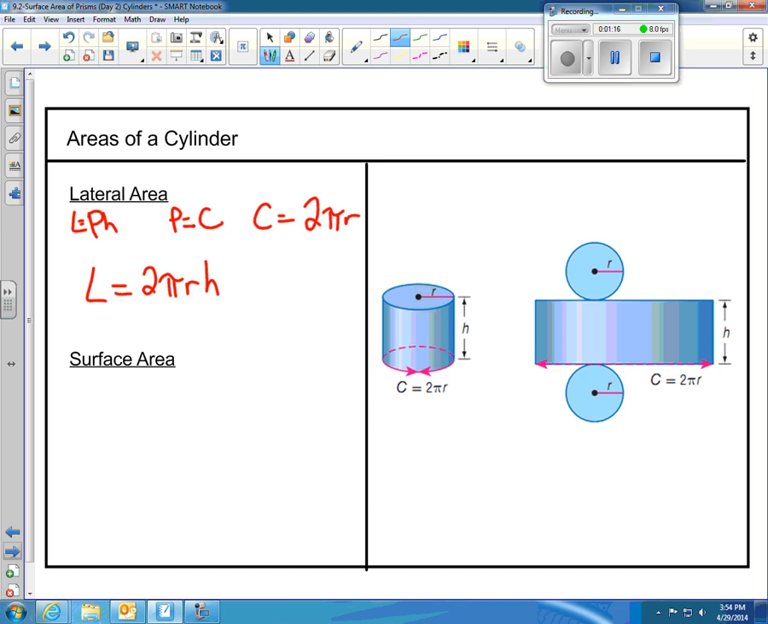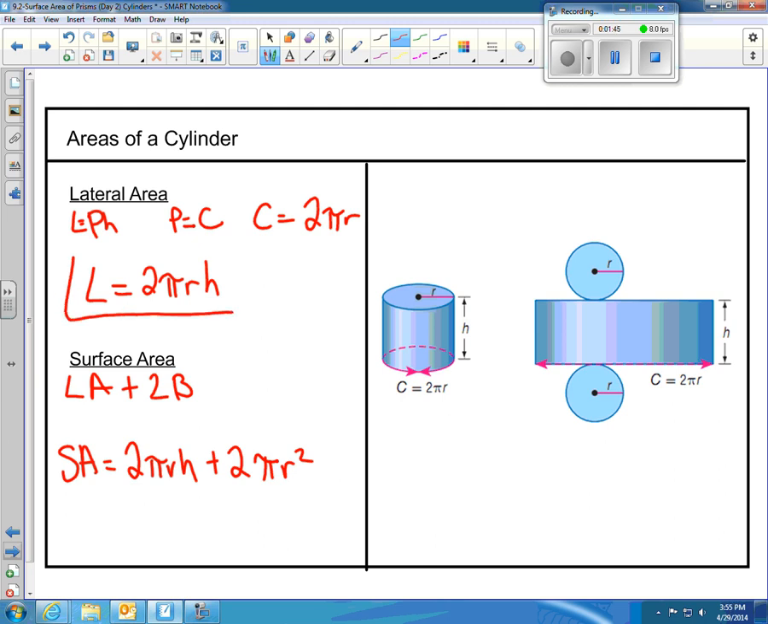Then surface area, just like in all of the other ones, it's our lateral area plus 2 base areas. So our surface area is 2 pi r times h plus 2 times our base areas. Well, our bases are circles, and the base area, or area of a circle, is going to be pi r squared. And since we have 2 bases, that's where our 2 comes from there. Okay, so lateral area and surface area.